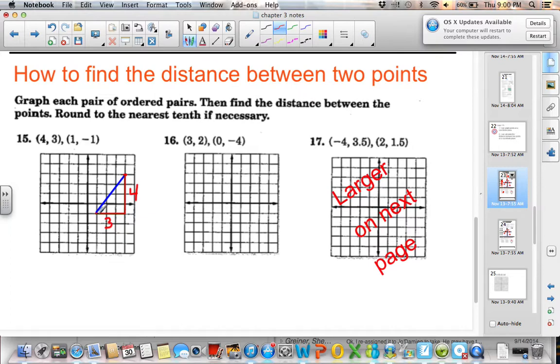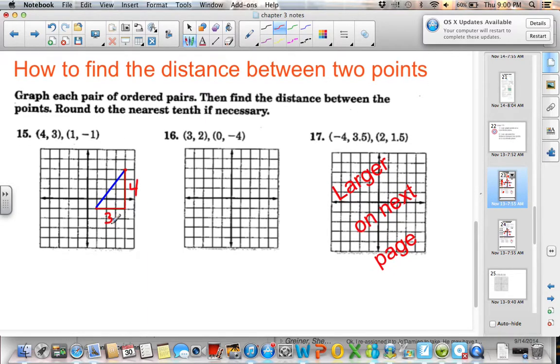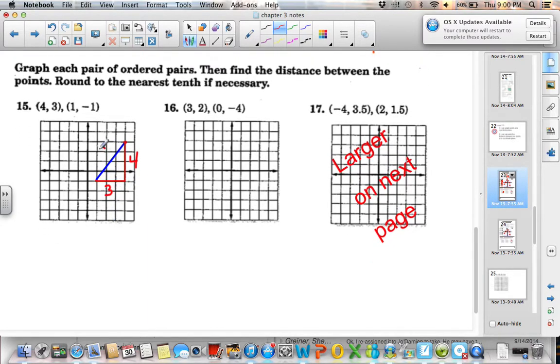You don't count the one you start with, and then you count how many jumps you go. Okay? And then to recap this, we start here and we go 1, 2, 3, 4. So we have 4 and we have 3. Okay? And then this is going to be our C because it's our hypotenuse.